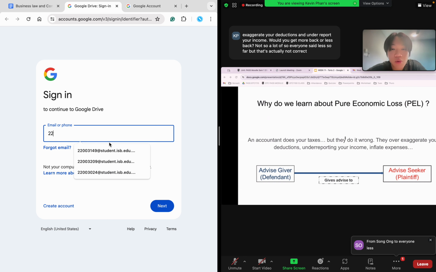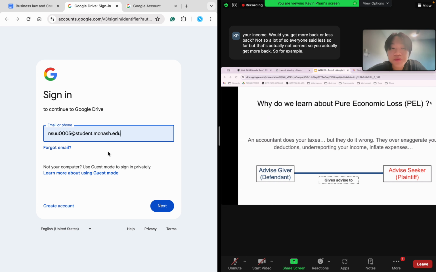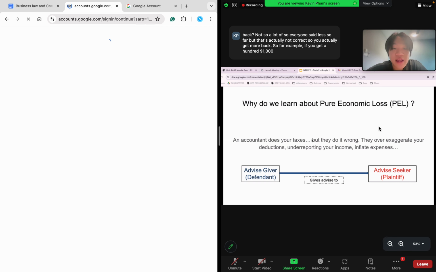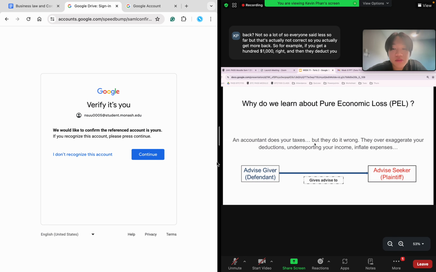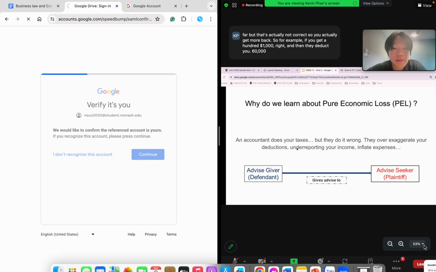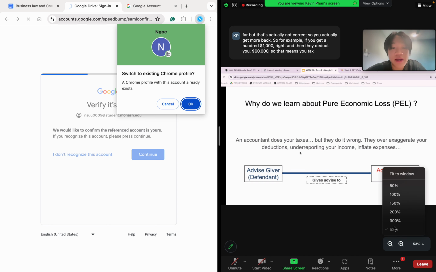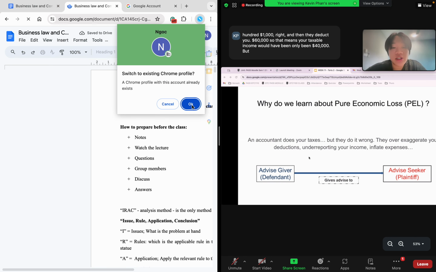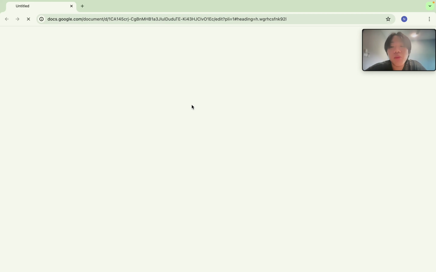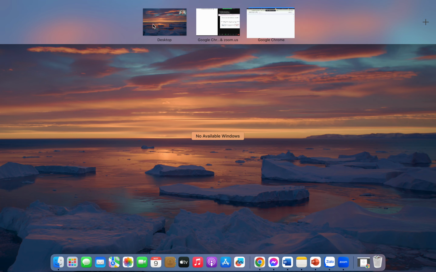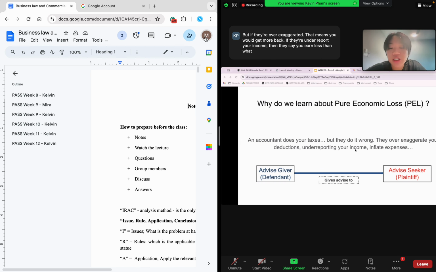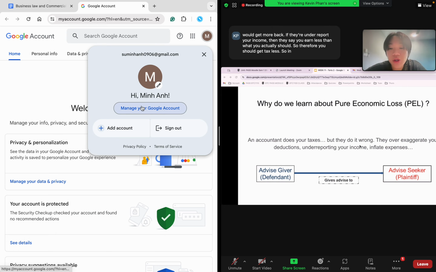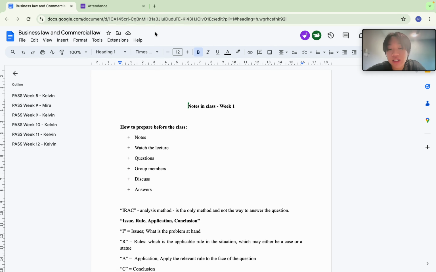You actually get more back. For example, if you get $100,000, and then they deduct you $60,000, that means your taxable income would have only been $40,000. But if they over exaggerate it, you would get more back. If they underreport your income, then they say you earn less than what you actually do, so therefore you should get taxed less. So in reality, you would actually get more back from the ATO.